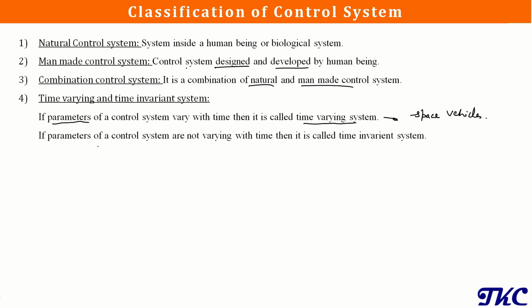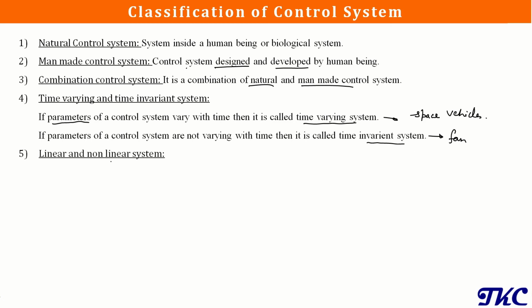Next, if parameters of the control system are not varying with time, then that is called a time invariant system. So if we are having any system whose parameters are not changing with respect to time, then that is called a time invariant system. Here we can take the example of a fan, because the elements in the fan are not going to change, or the parameters of the fan are not going to change with respect to time. So we can consider the fan as a time invariant system.